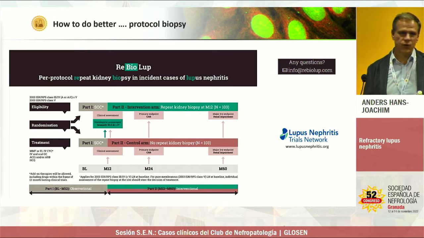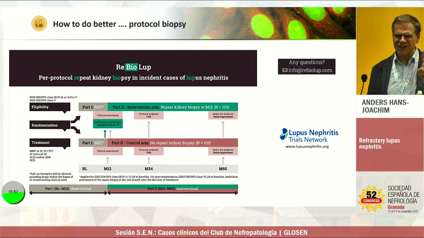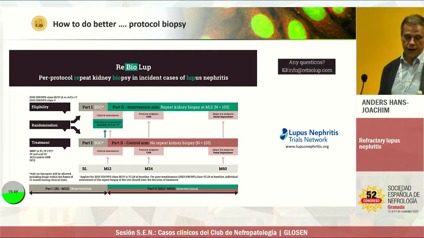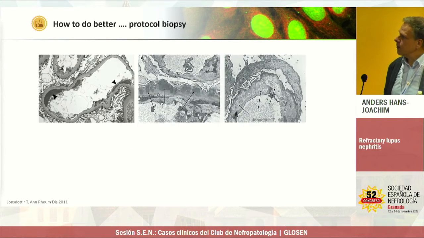In transplantation, we do biopsies all the time, even protocol biopsies. And the question is why we don't do that also in lupus nephritis, at least a second one, to check whether the induction treatment worked or not. And we assume that this will provide information that will help us to better individualize the treatment.